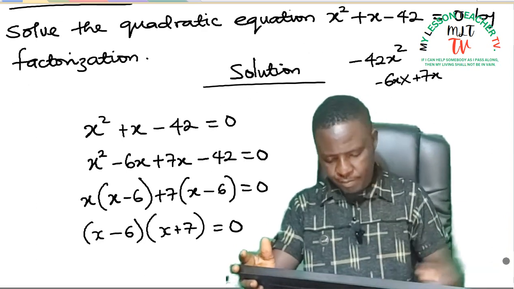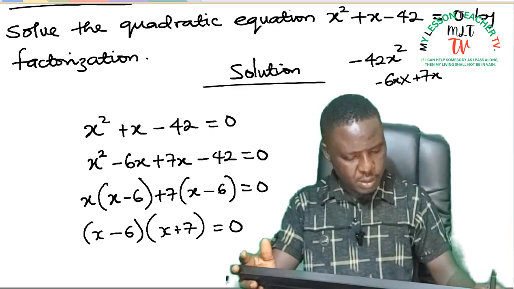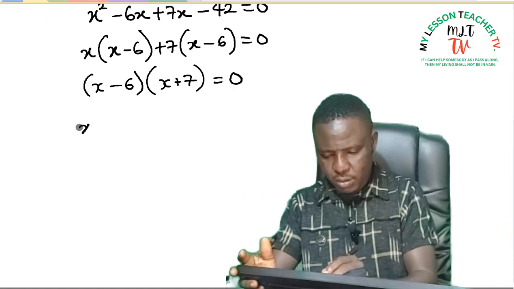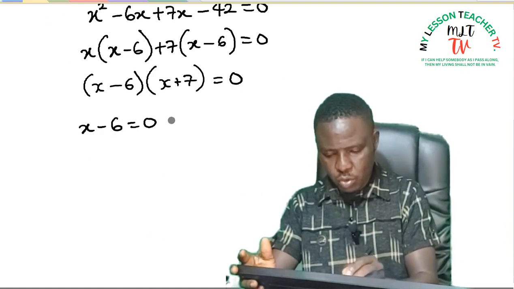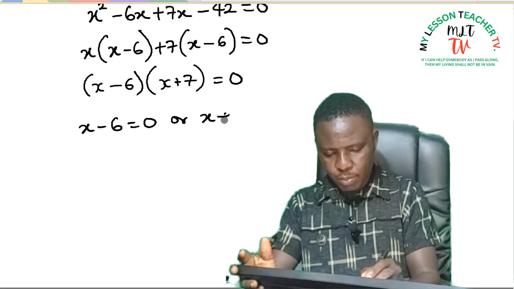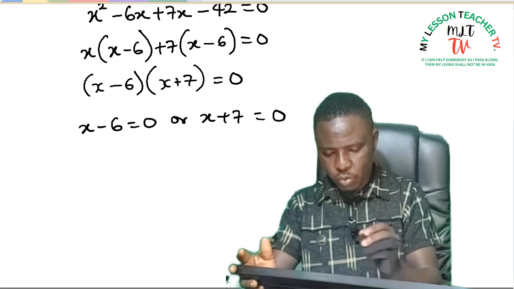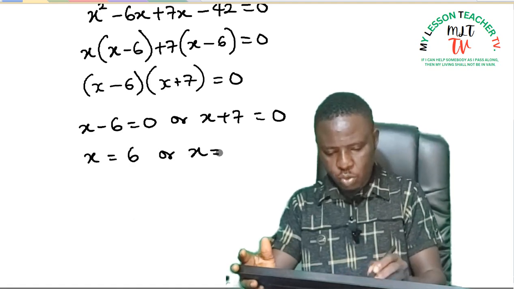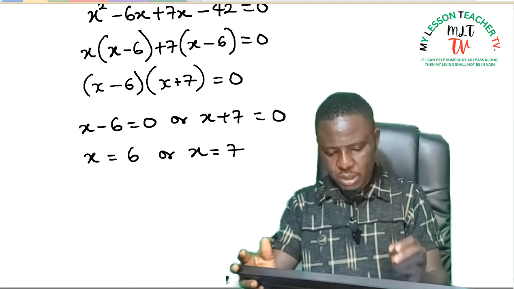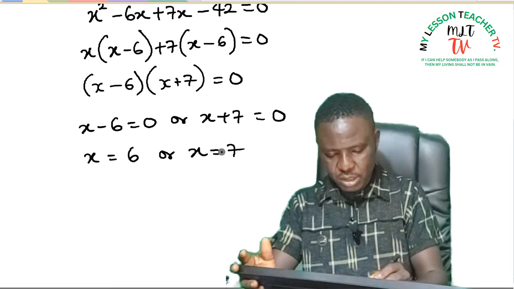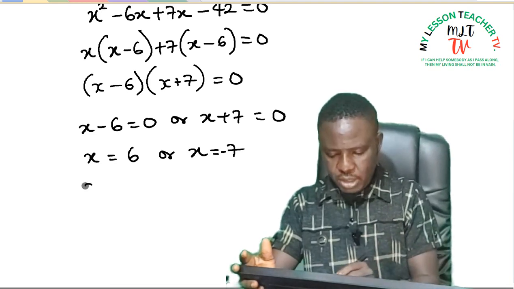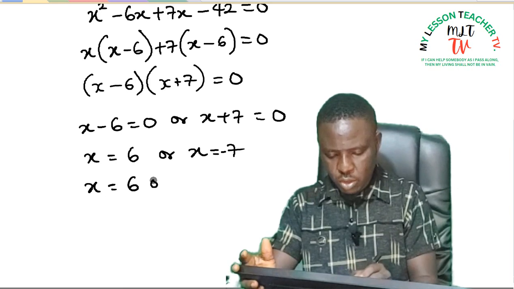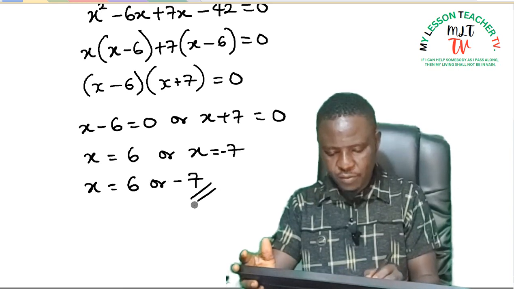So it is either x minus 6 is equal to 0 or x plus 7 is equal to 0. So therefore x is equal to plus 6 or x is equal to minus 7. So x is equal to 6 or minus 7.